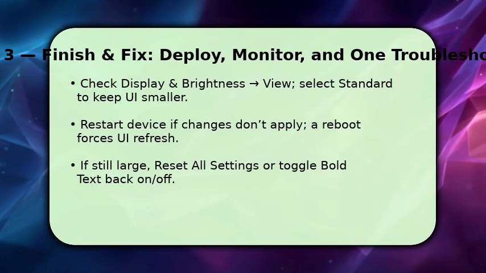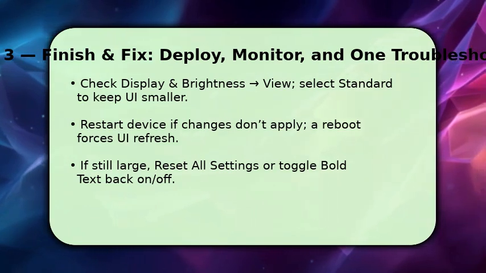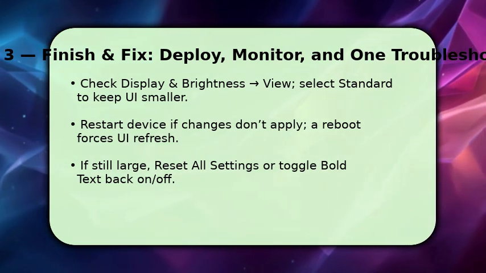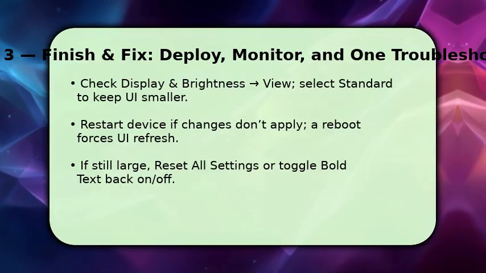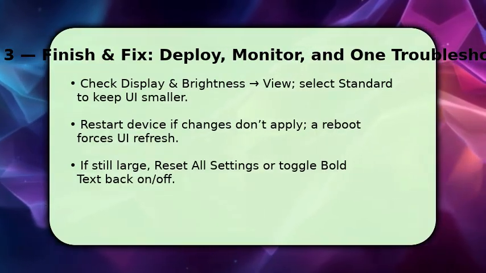Finish by confirming display and brightness. Right arrow view is set to standard, because zoomed increases overall UI and apparent font size. After adjustments, restart the iPhone so all apps register the new metrics.